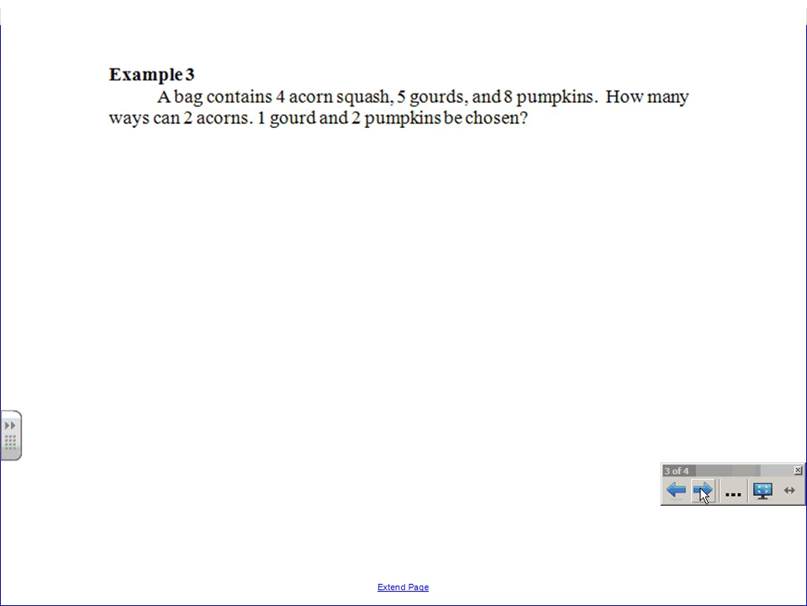So we're looking for acorns here. How many we got? We got 4. So there's 4 of them. How many ways can I choose 2 of them? That would be how many ways I could pick that out of there. And then the next one is 5 choose 1. I hope you know that one, but if not, we'll talk about what 5 choose 1 is. I hope that isn't too hard. And then 8 choose 2.